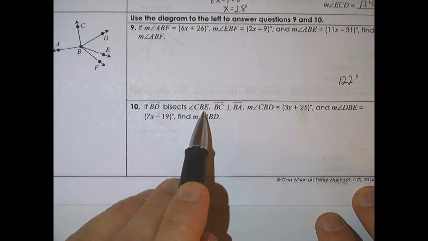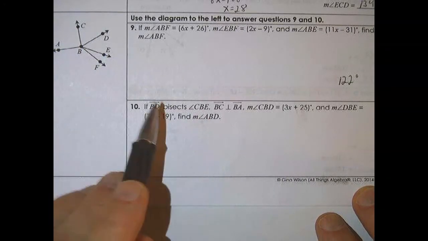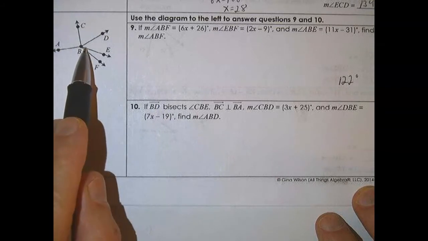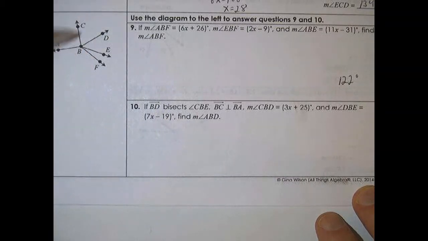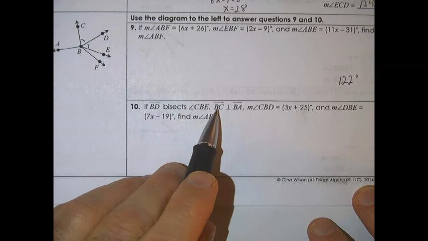So let's find CBE. Here's C, there's B, and there's E. BD is the one right inside there. Since this one here is the bisector, these two here are the equal angles. Okay, so far so good? Let's see what it says next.